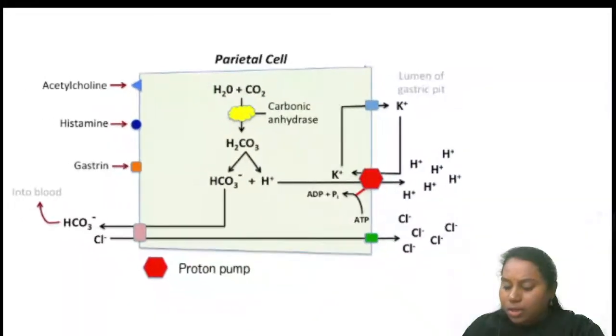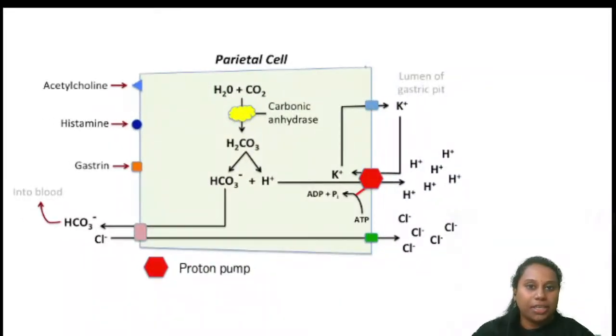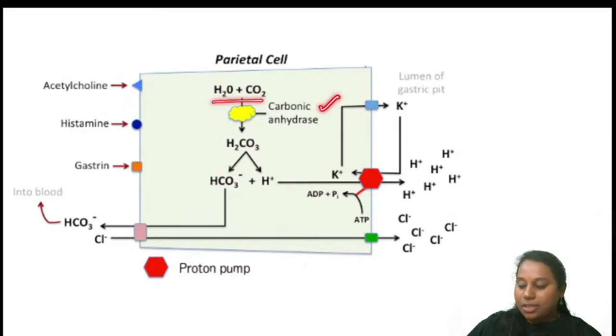Quickly, let's learn about the mechanism of HCl secretion inside the parietal cell. Inside the parietal cells, CO2 combines with water with the help of carbonic anhydrase. It forms carbonic acid, H2CO3. Carbonic acid splits into H+ and bicarbonate. H+ is secreted into the stomach in exchange for another positive ion, potassium, which moves inside, and this potassium is again recycled back into the stomach.